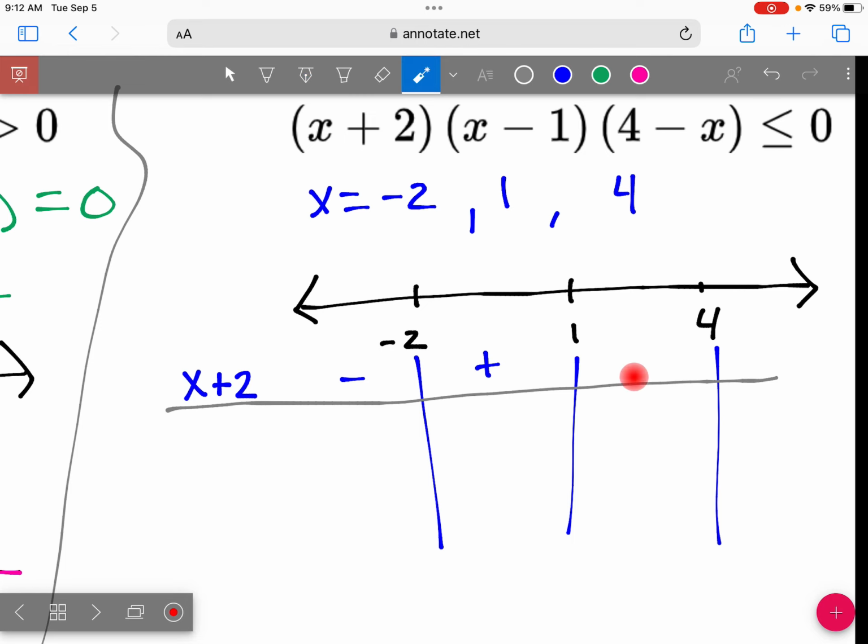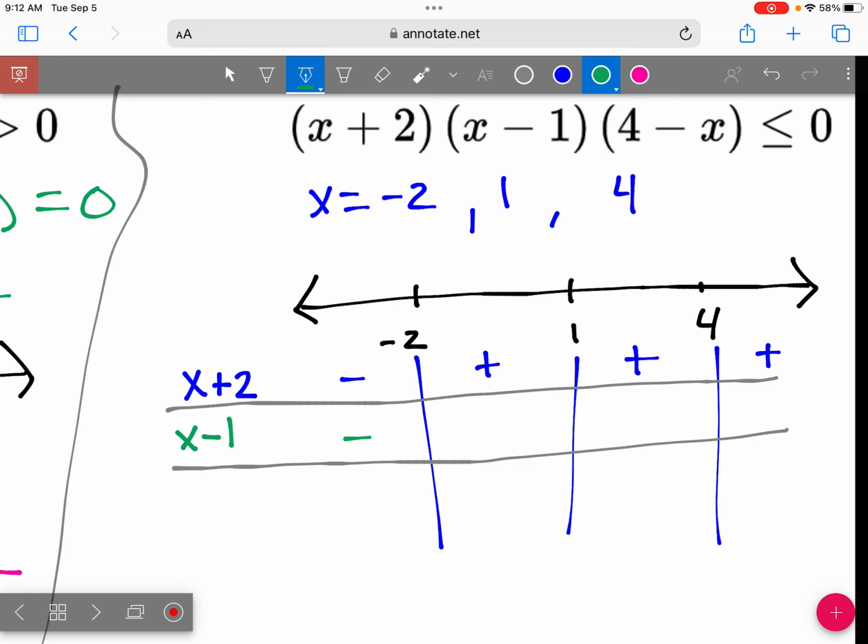Okay? If we have a number between 1 and 4, is this positive or negative? Positive. If we have a number bigger than 4, is this positive or negative? Positive. We're going to do the same thing with our other factors. X minus 1. So if it's smaller than -2, is this positive or negative? If it's between -2 and 1, is this positive or negative? X minus 1?